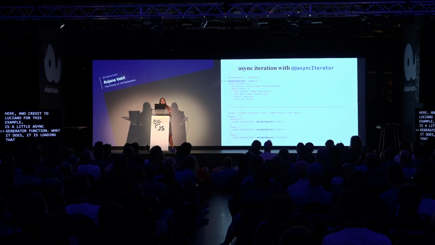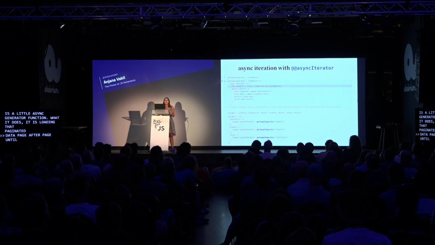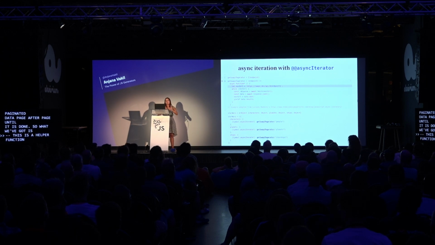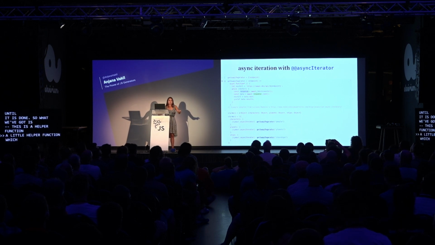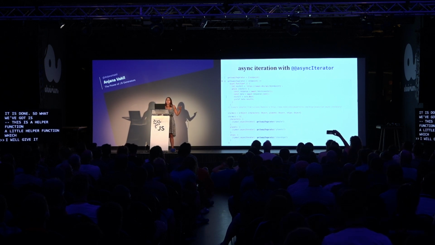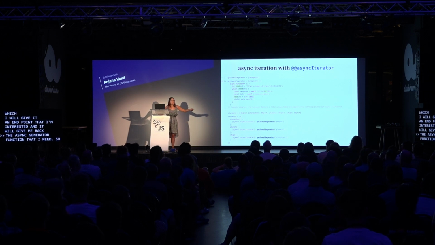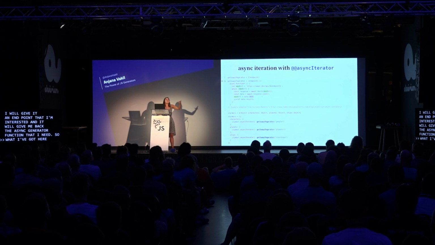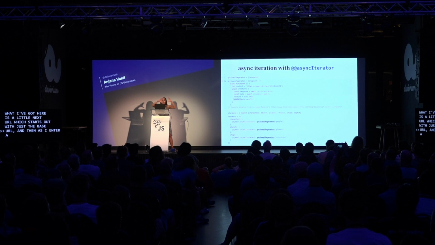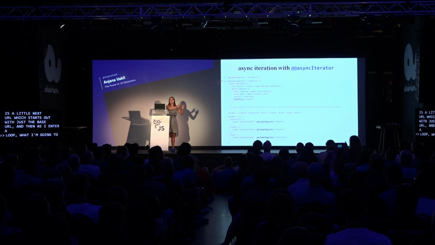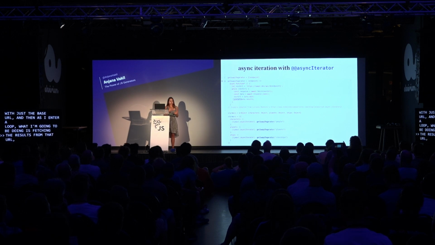So what I've got here is a little next URL, which starts out with just the base URL. And then as I enter a while loop, what I'm going to be doing is fetching the results from that URL, parsing it as JSON. In that data that I get back, I'm going to have a next URL, which is telling me what the following page is for more results. So I'm going to replace the value of my next URL, and then I'm going to use my friend yield star to take the results array, which has all of the objects that I'm interested in on this page, and successively yield them, one after the other, using yield star.